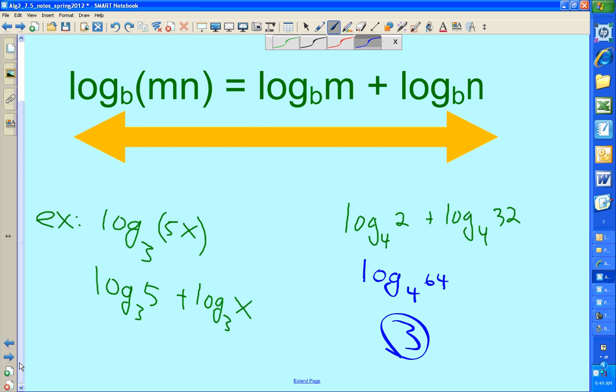The product property for logs becomes the sum of two individual logs. And again, it works in both directions.